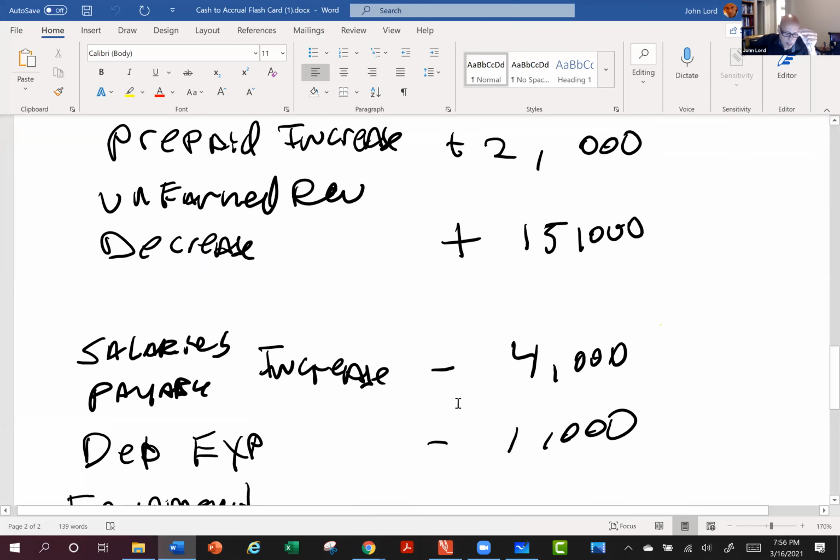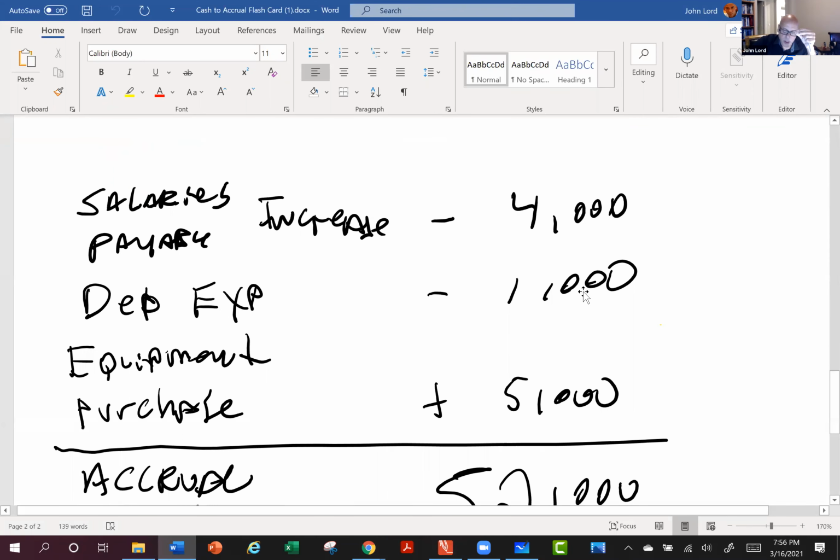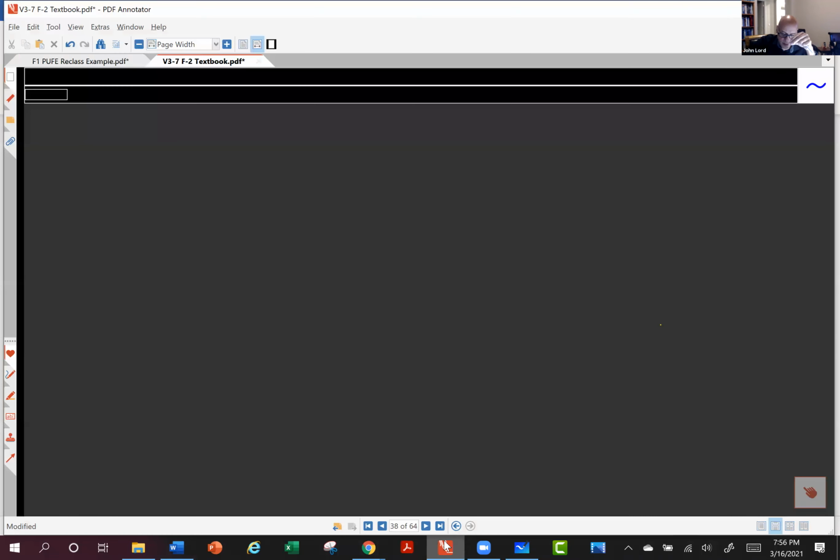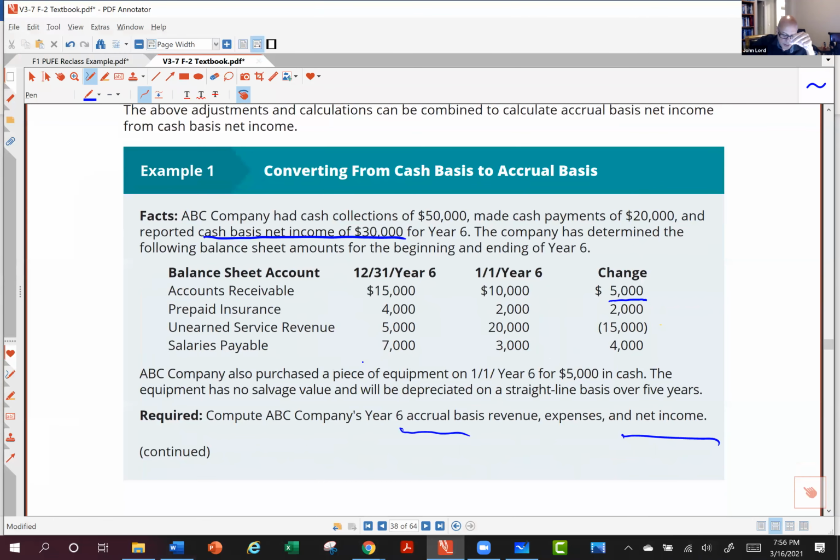Subtract it. And then I always do what? Always subtract depreciation, add equipment purchases. I'm not going to go back to the problem, John, right? Right there, the purchases, they tell me the purchase of equipment is 5,000. And then I guess I have to calculate the depreciation here, guys.